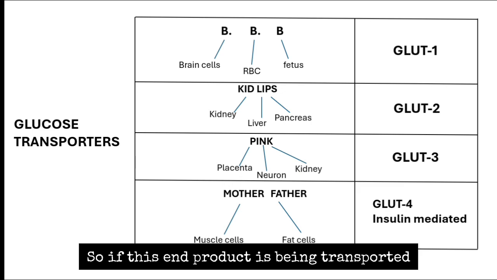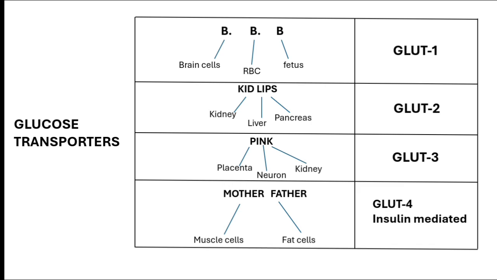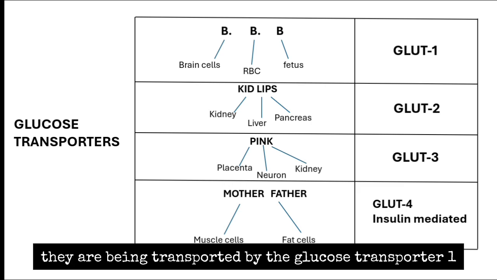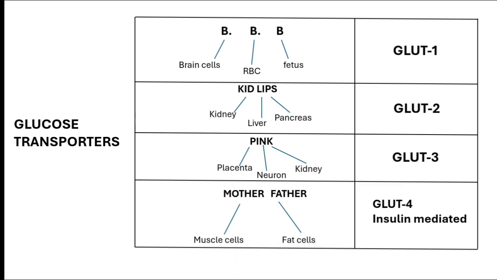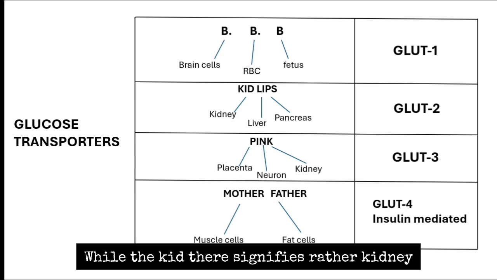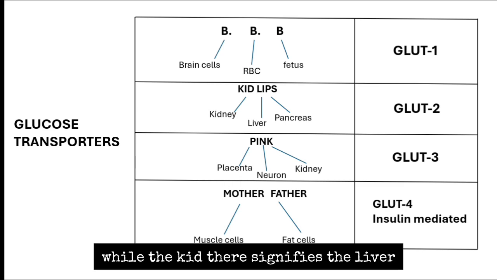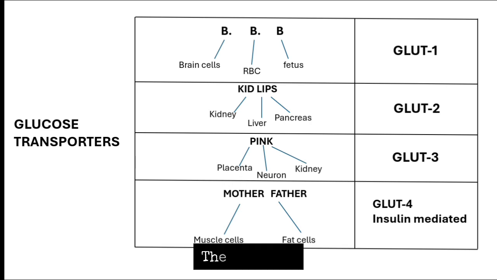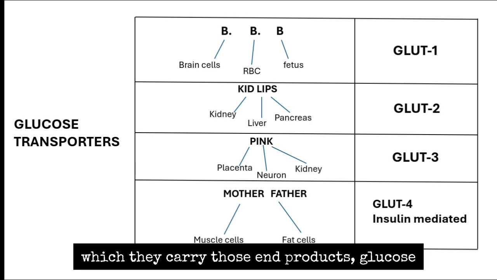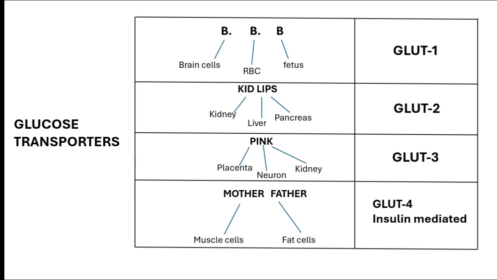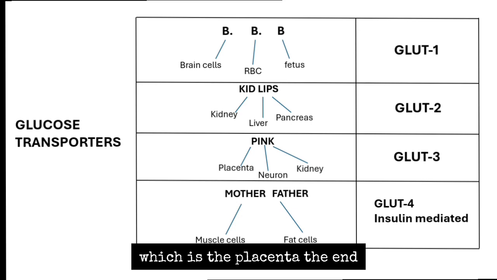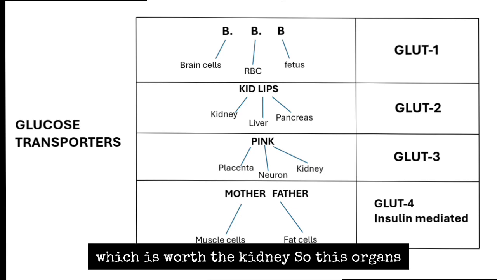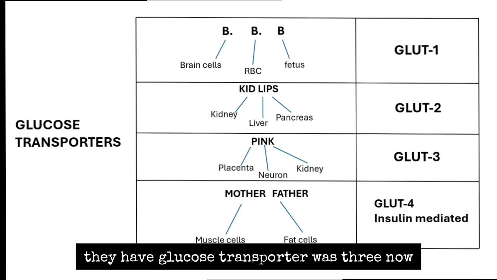If the end products are transported into these particular organs, they are transported by glucose transporter 1. The same goes for glucose transporter 2, which is the Kid Lips. The Kid signifies the kidney, the LI signifies the liver, and the PS signifies the pancreas. So the kidney, the liver, and the pancreas have this glucose transporter by which they carry those end products: glucose, galactose, and fructose. The next glucose transporter, glucose transporter 3, is the Think. The first T is the placenta, the N is the neuron, and the K is the kidney. So these organs have glucose transporter 3.